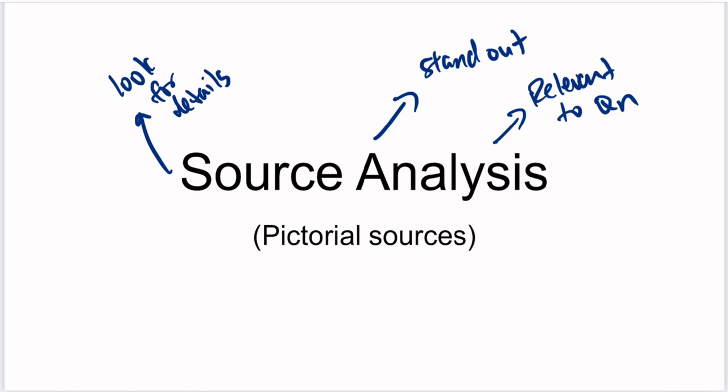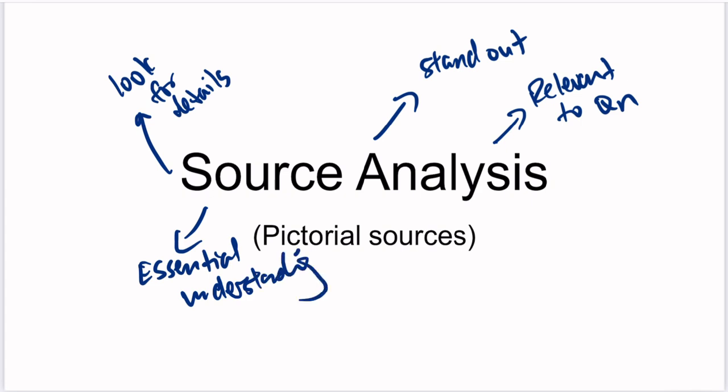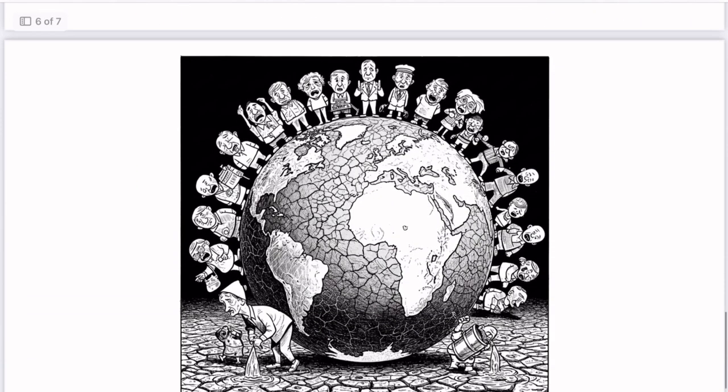Okay, now by doing all this, again, similar to looking at textual sources, we want to be able to have an essential understanding of the source, so as to be able to draw good conclusions. Let's take a look at some examples. Let's take a look at this particular source. What are important details we can pick up from here?